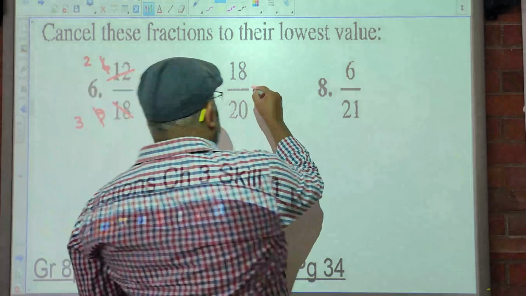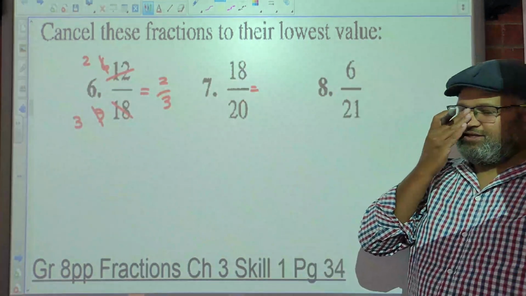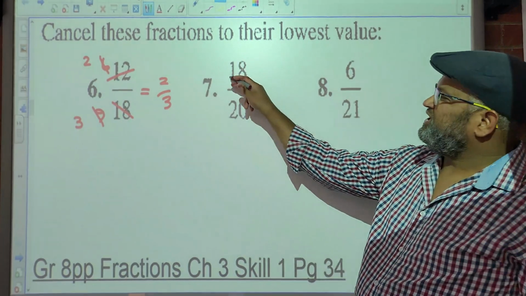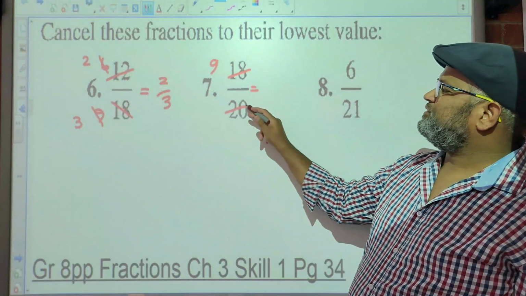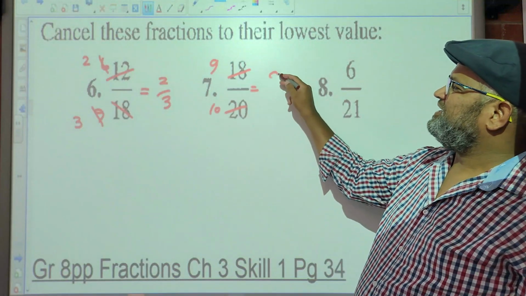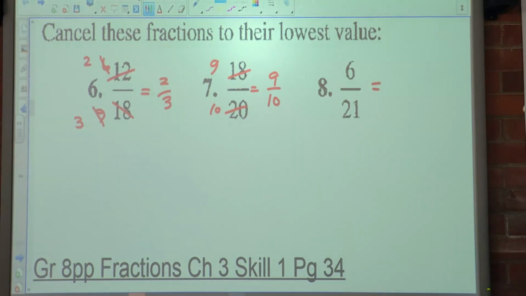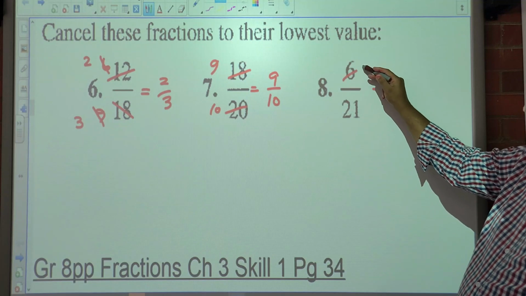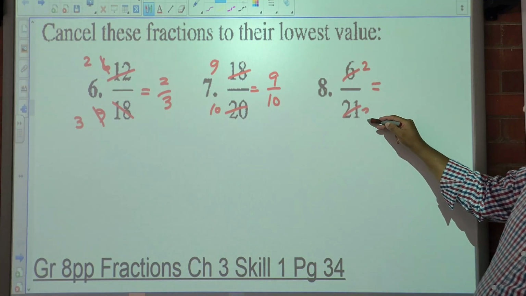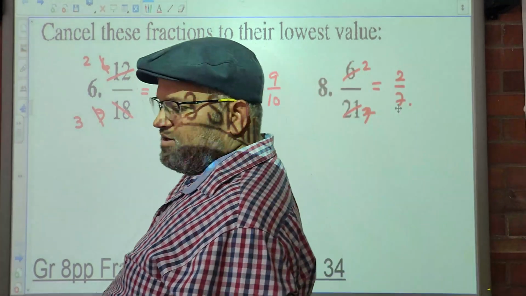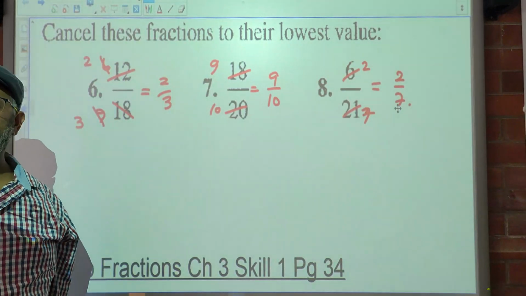Number 7, what number goes into 18 and 20 without remainder? 2. 2 goes into 18 9 times, 2 goes into 20 10 times. So it's 9 over 10. Number 8. 6 over 21, which number goes into 6 and 21 without remainder? 3 goes into 6 twice, into 21 7 times. So it's 2 over 7. Is there any confusion here? No.